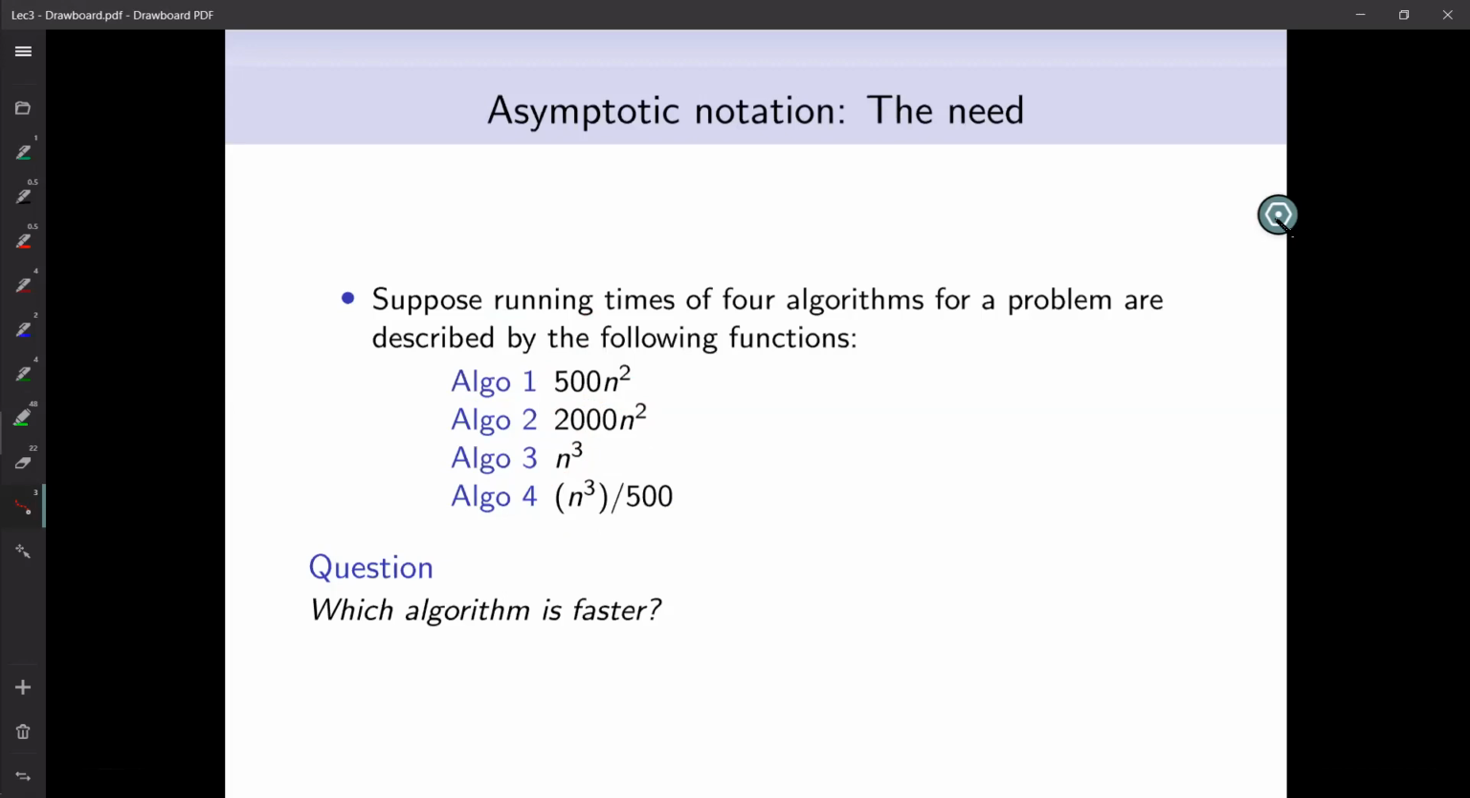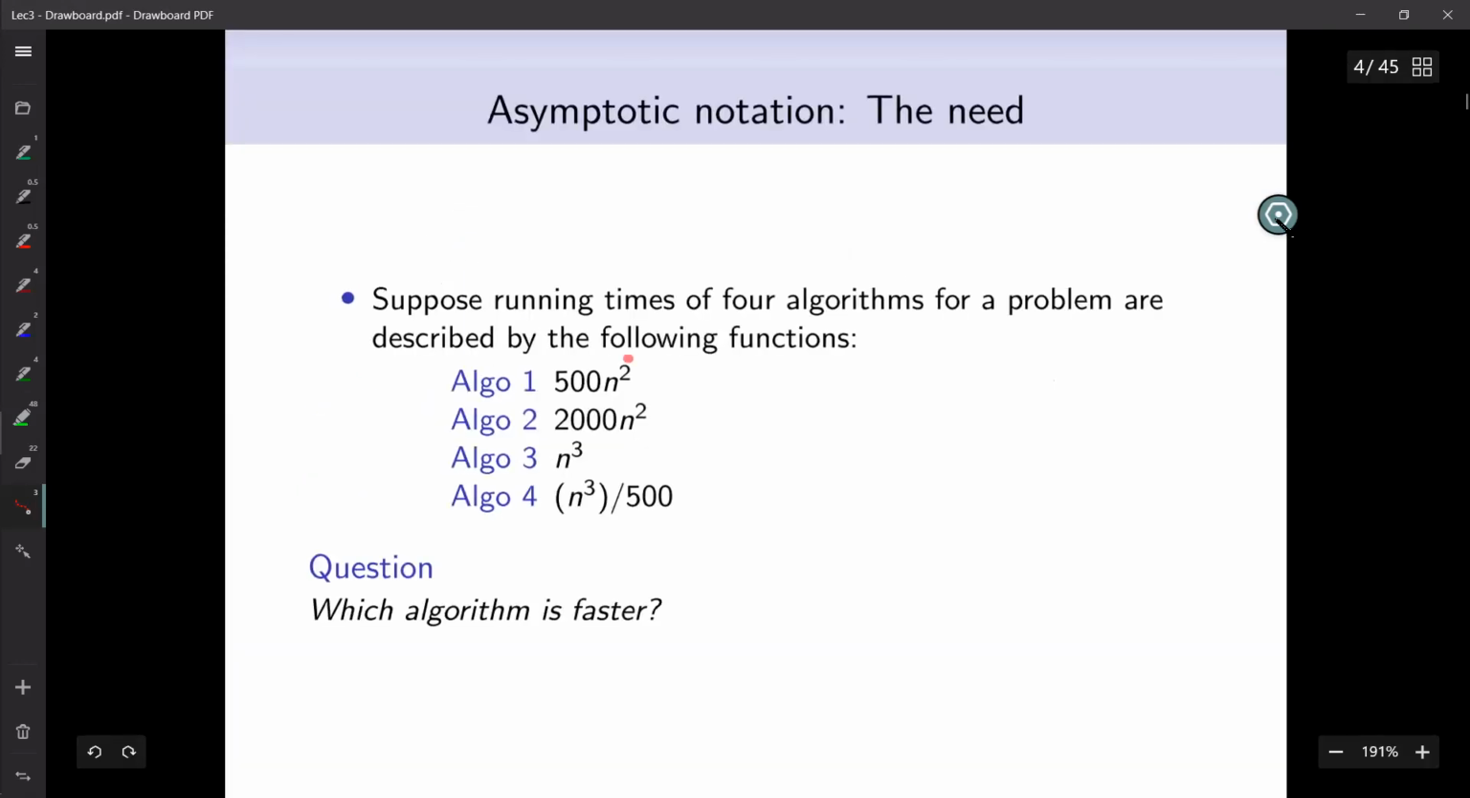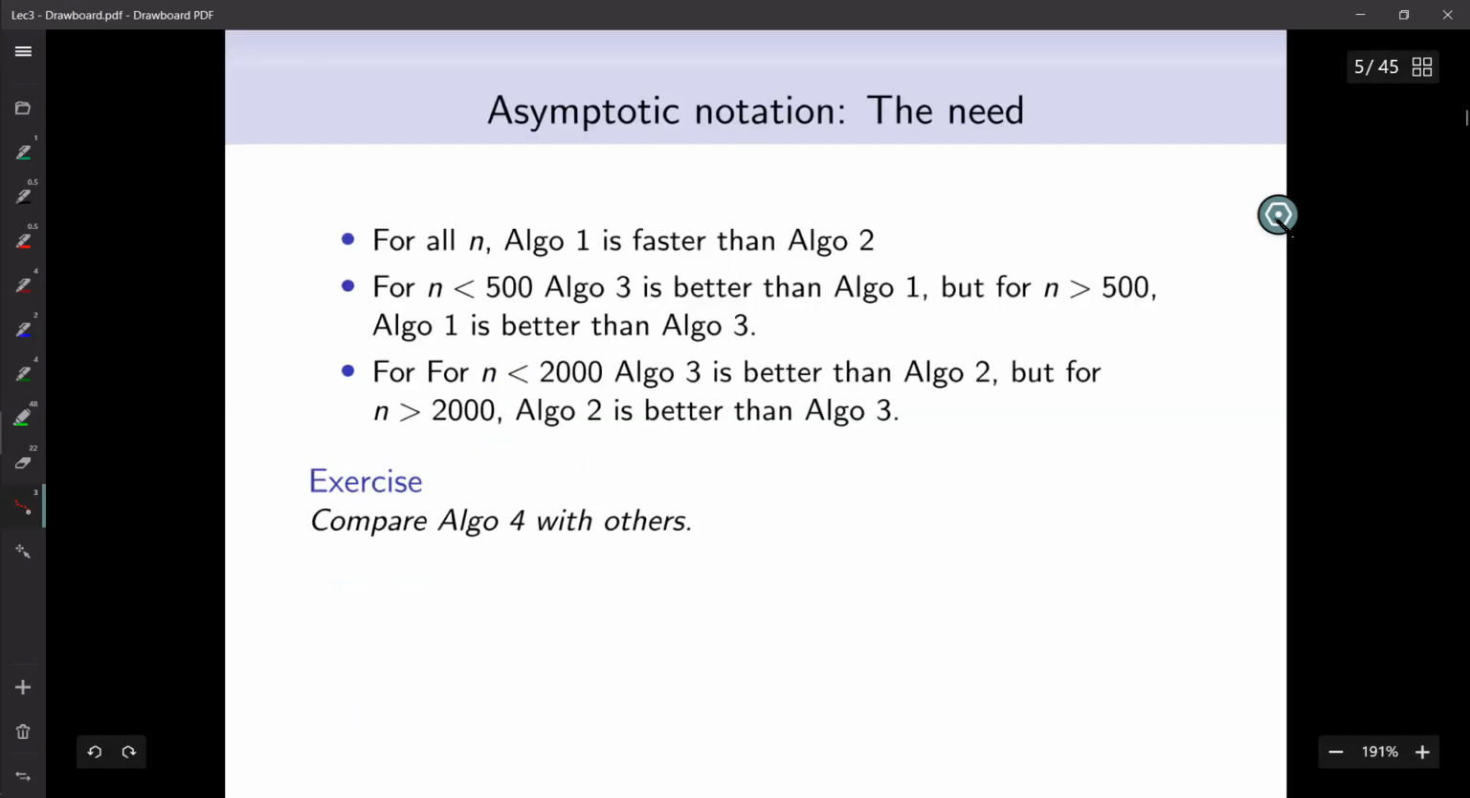Now, here our objective is to be able to compare these algorithms. So if you want to judge which is the best algorithm for your need, or which is the fastest algorithm, you need to be able to judge the running times, right? So let's make an attempt at comparing them. Which algorithm is faster? Now I can easily see that for every value of n, algorithm 1 is faster than algorithm 2. No matter what value of n is, so n greater than 0, the running time of algorithm 2 is much higher compared to algorithm 1, right? Because 500 n square is smaller than 2000 n square for any n greater than 0. So there is a clear winner among the two.